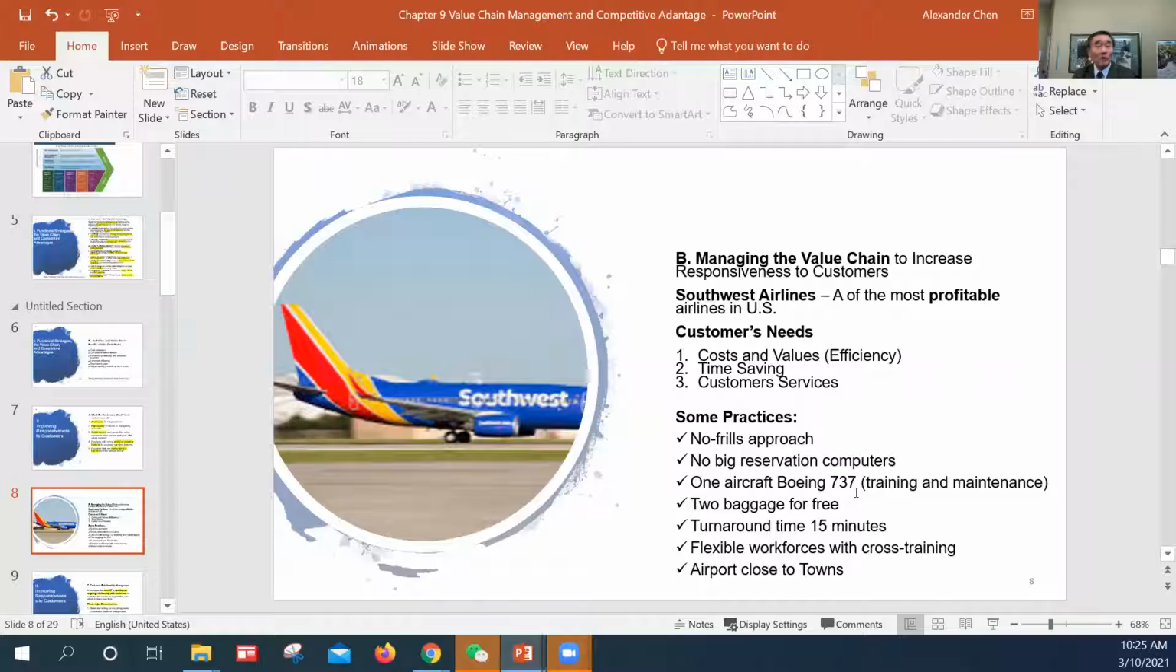The company has so many parts because they only service 737. So by having a unified aircraft, they save a lot of money. And they give you 2 bags for free. So you can see they try all the possible ways to help you save your money. The last one is airports close to the towns. That's also a very unique thing.